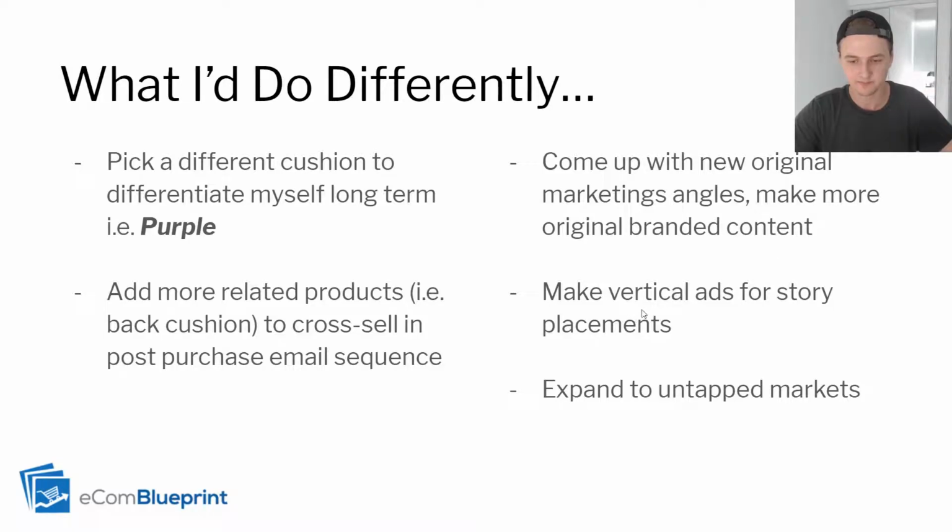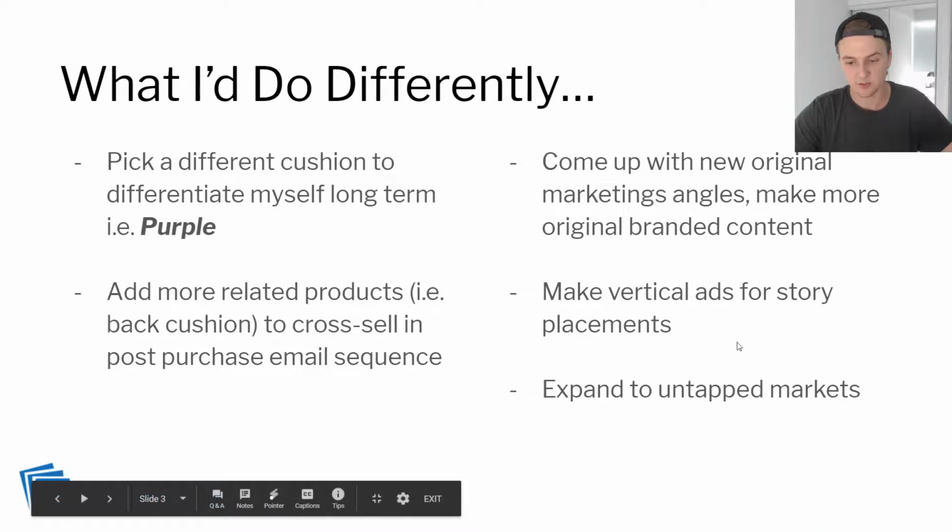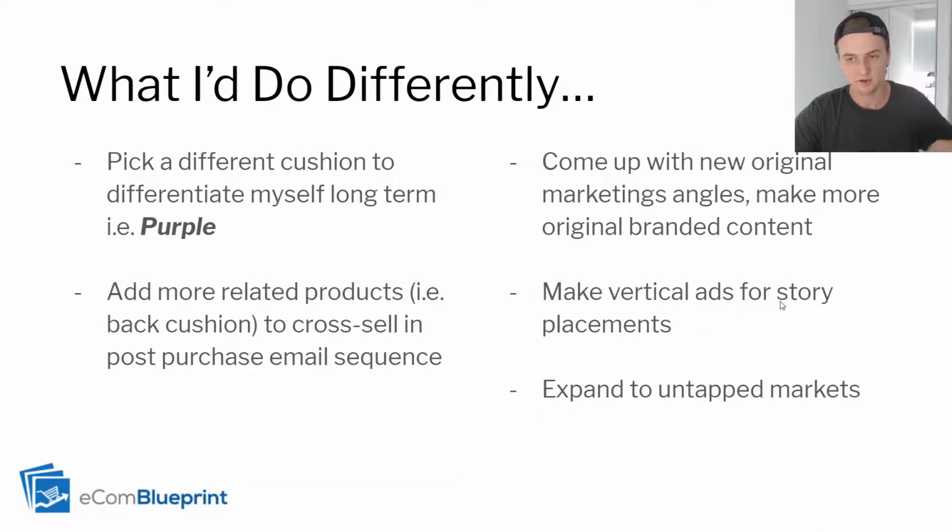Now, two more things that I wrote is I would try to make more vertical ads for story placements. So if you look at the Facebook ads overview of this case study, you'll see that I was mainly using square ads and 4:3 aspect ratio ads, so like semi-vertical ads. But I didn't use any fully vertical ads, and those are the ads optimized for story placements. And I didn't make any of those ads.